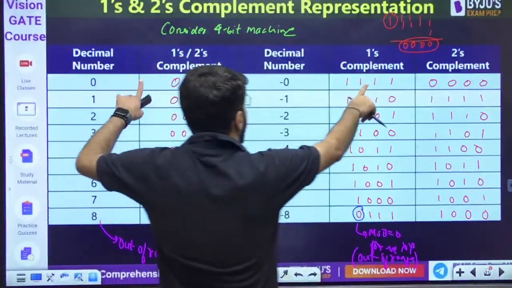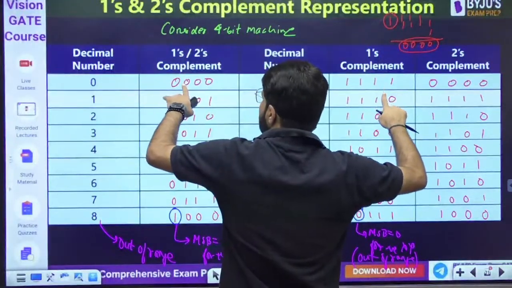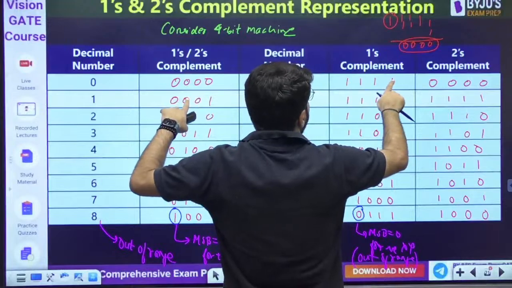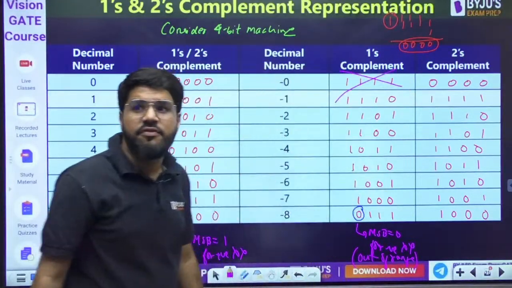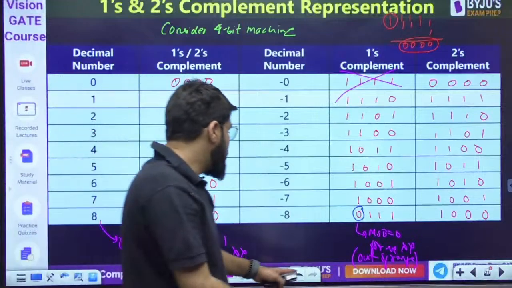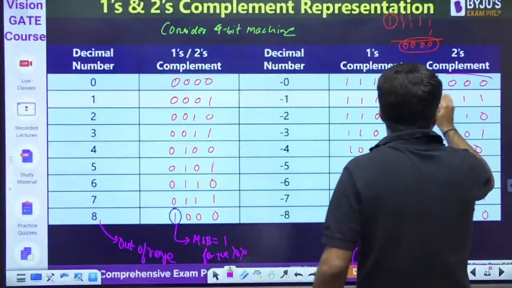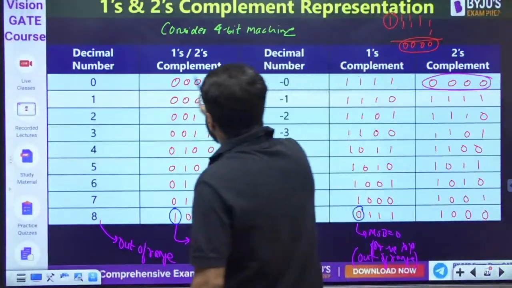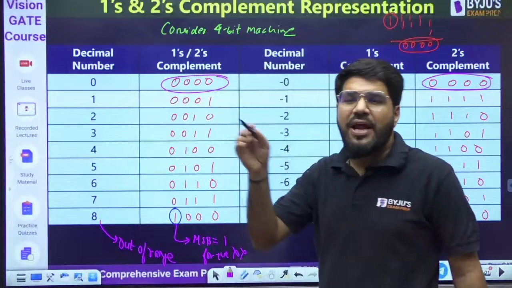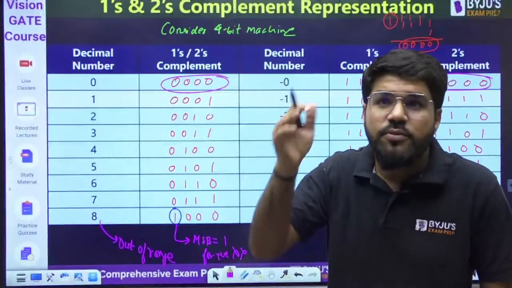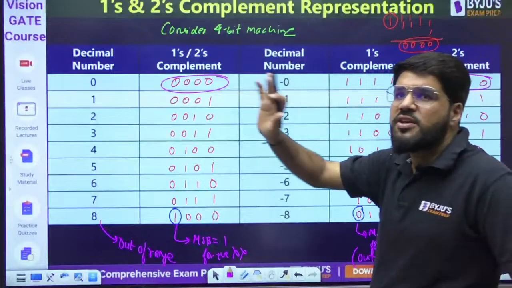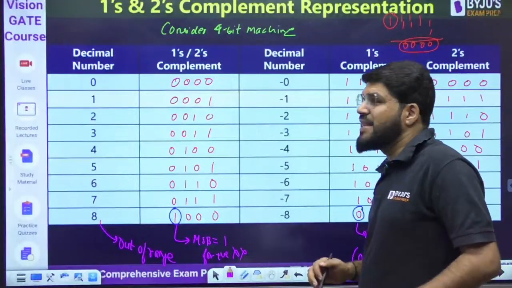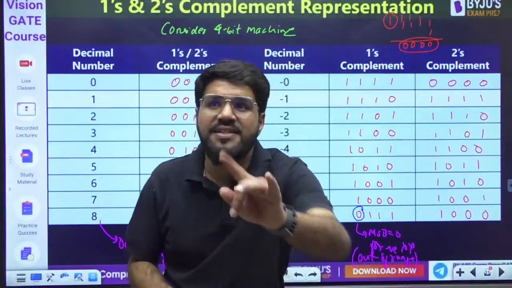Look into the 1's complement machine. Plus 0 is 0000, negative 0 is 1111, different. It is different. But if you come to a 2's complement machine, what is 0? 0000, same as that. Actually, 0 should not have any sign. So whether it is plus 0 or minus 0, it is 0000. Positive 0, negative 0, same. That means there is no wastage for minus 0.